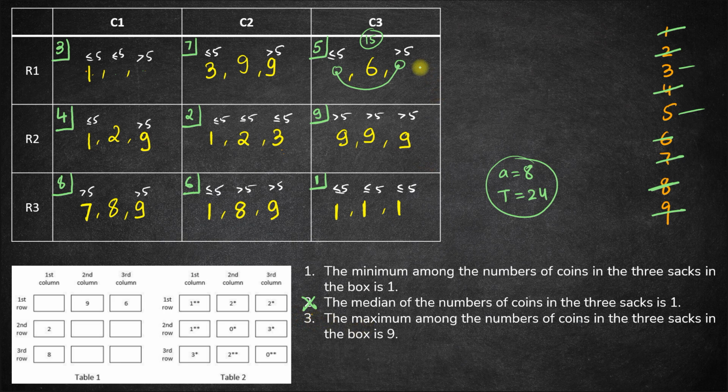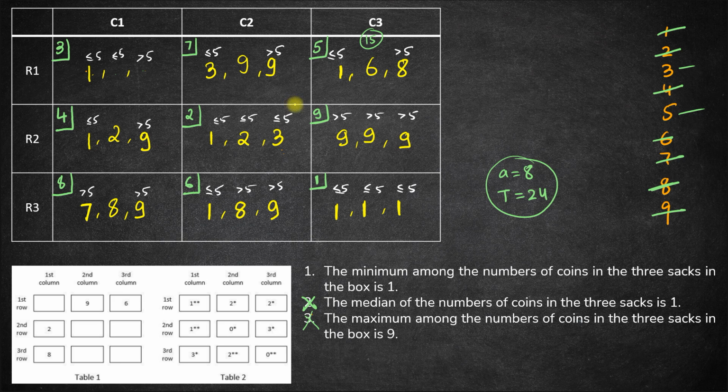Now for 3 to be satisfied, the highest number must be 9. But if this is 9 and the sum of these two is to be 9, this must be 0, which is not possible. The least number of coins in a sack would be 1. So the third condition cannot be satisfied here. That means the first condition must be satisfied. So this sack here must contain 1, and for the sum to be 9, this must contain 8.